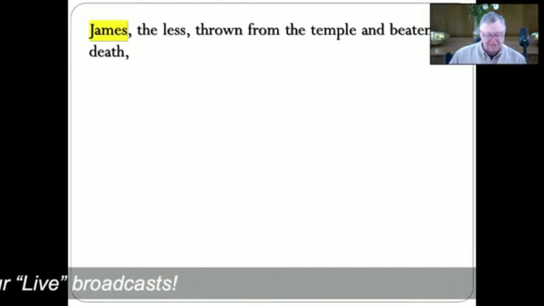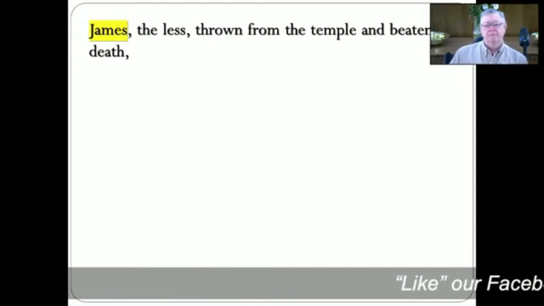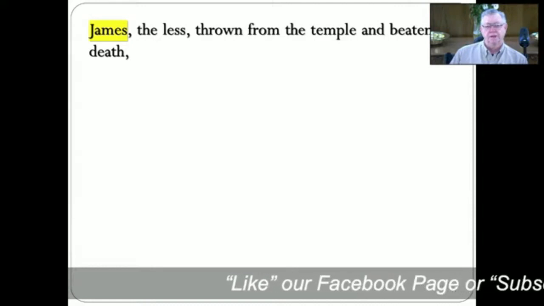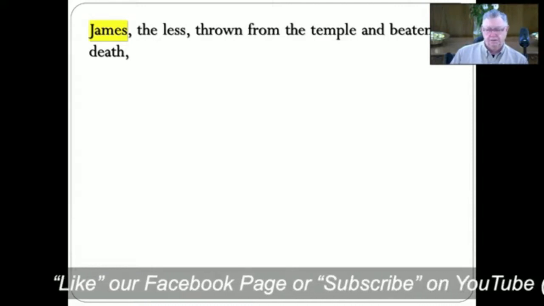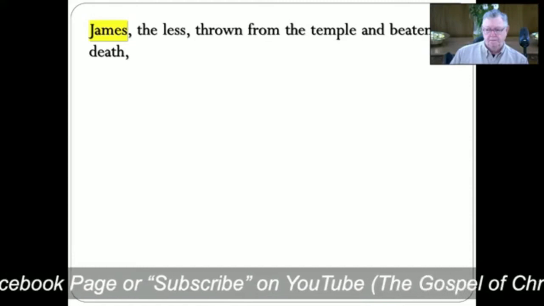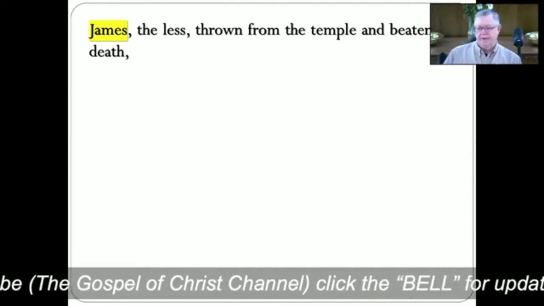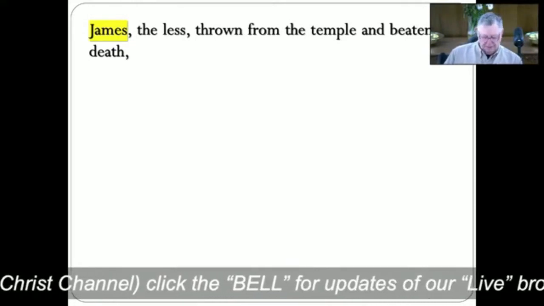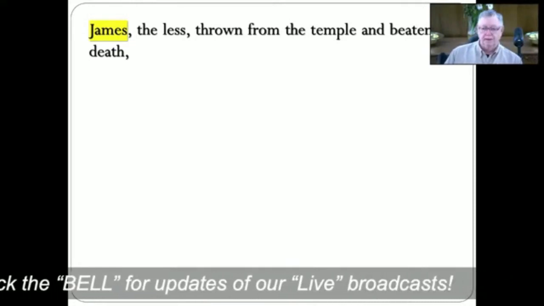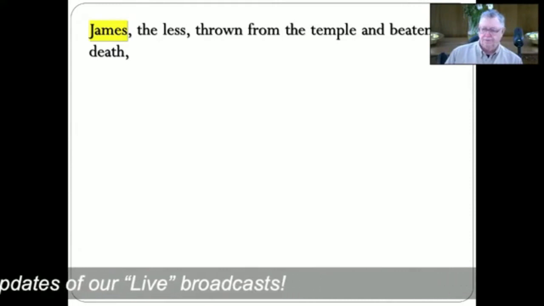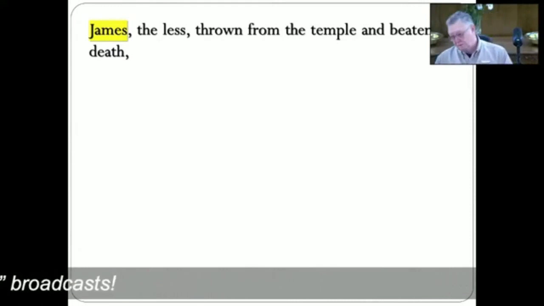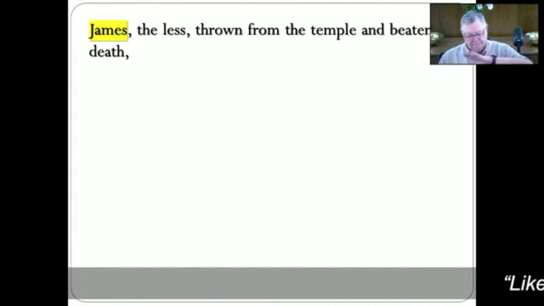I want to say this is the James that was related to Jesus, the half-brother of Jesus, because I've read somewhere that he was still in Jerusalem because he was the pastor of the church at Jerusalem after the dispersion.